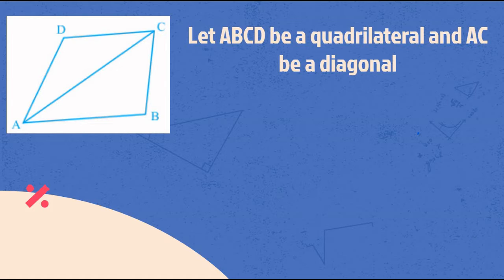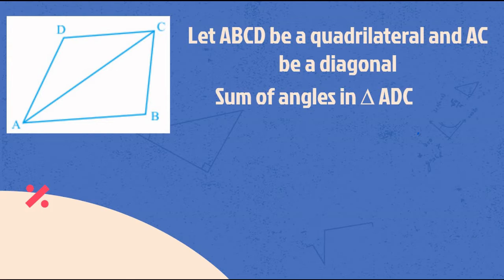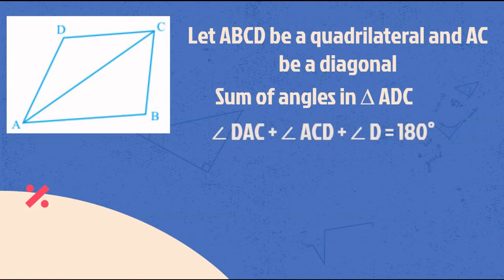So what do you think is the sum of angles in the triangle ADC, the triangle that you see on the left side of the quadrilateral? Now you should definitely be telling that it is 180 degrees. So we can write it as angle DAC plus angle ACD plus angle D is equal to 180 degrees.